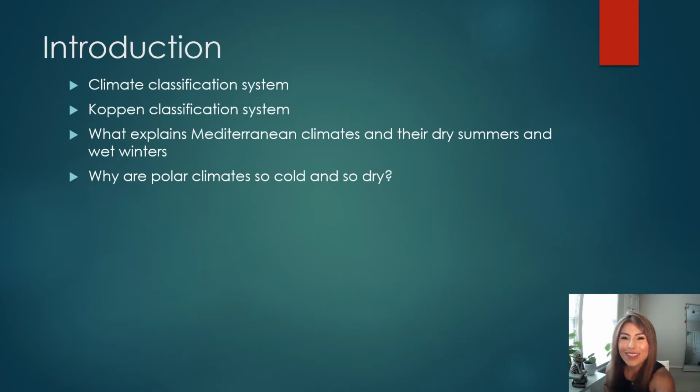So let's get started. We're going to look at a certain climate classification system. And the one that we will be using in class is the Köppen climate classification system. And we'll be focusing some time on the Mediterranean climate zone. The reason that we're going to focus on that is because it's our climate zone here in Southern California.